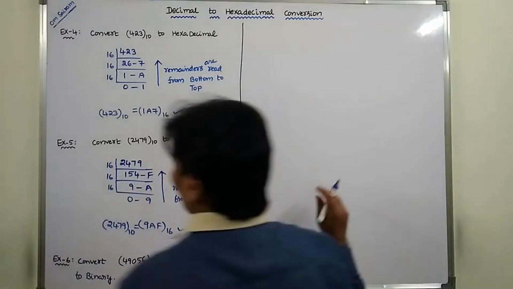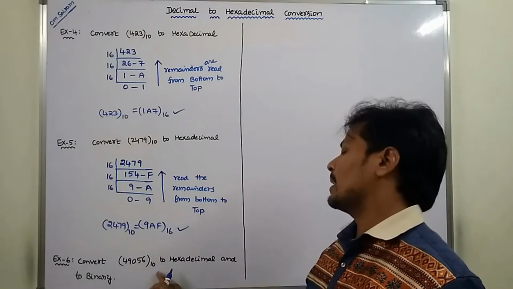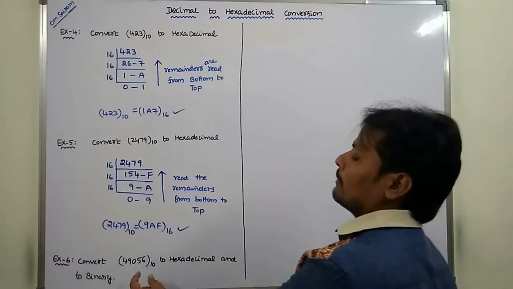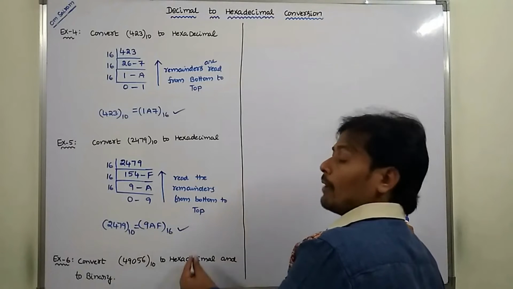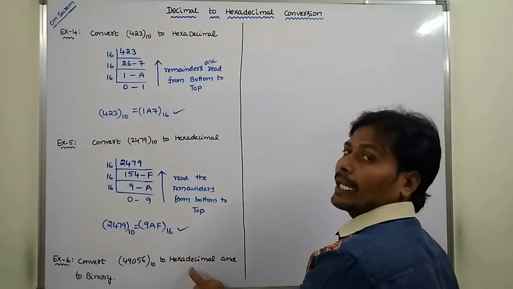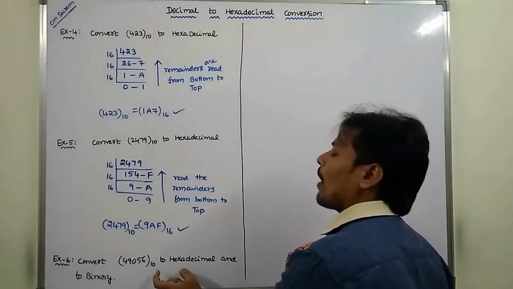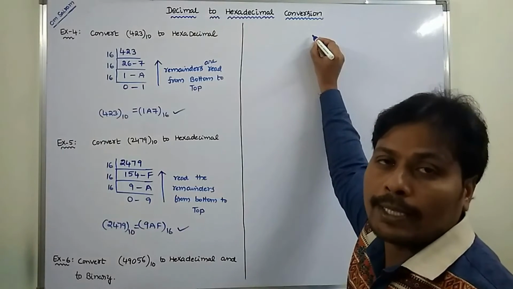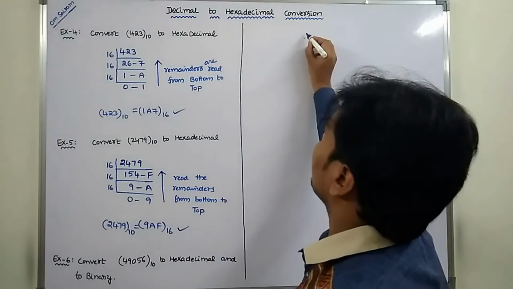Okay. Now we go for example 6. Convert 49056 base 10 to hexadecimal and to binary. First we have to convert the given decimal integer number to a hexadecimal number. Once we get the hexadecimal number, that hexadecimal number can be converted into binary. So in this way we have to solve this problem. First, here we also use the successive division by 16 method for the given decimal integer number.